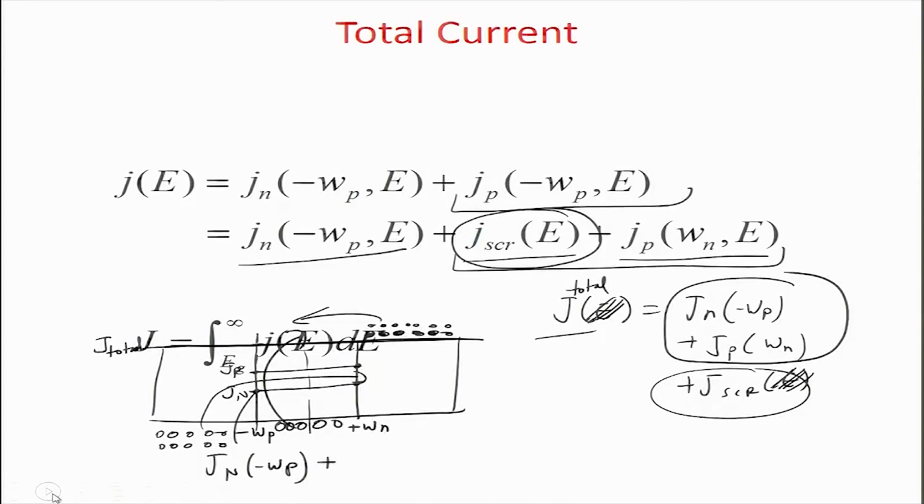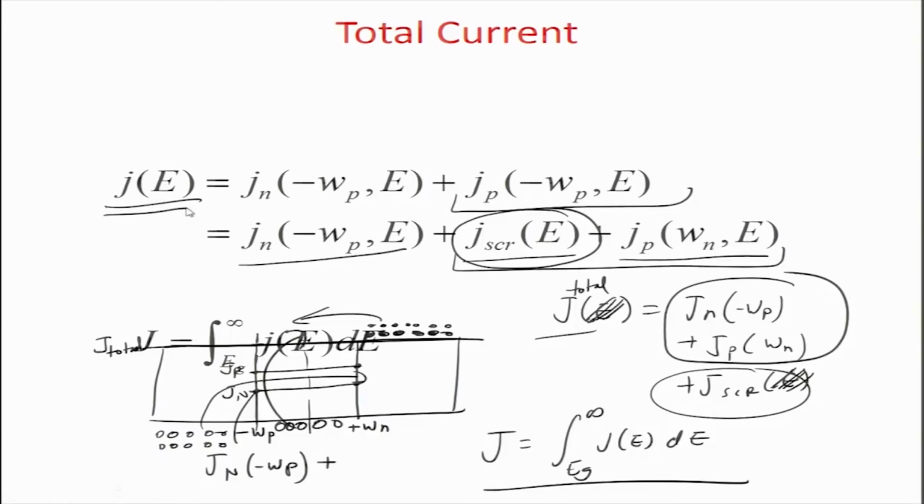So basically J total would be, whereas this all will fit into J total small j e dE. So here you are taking the energy as a function of one energy. If you want to get the total current, you have to integrate the whole thing from Eg to infinity for all the energies. So now we need to solve these equations, the differential equations which I showed you earlier, the minority carrier equations. Solution of those equations requires boundary conditions. So we will take that up in the next lecture.